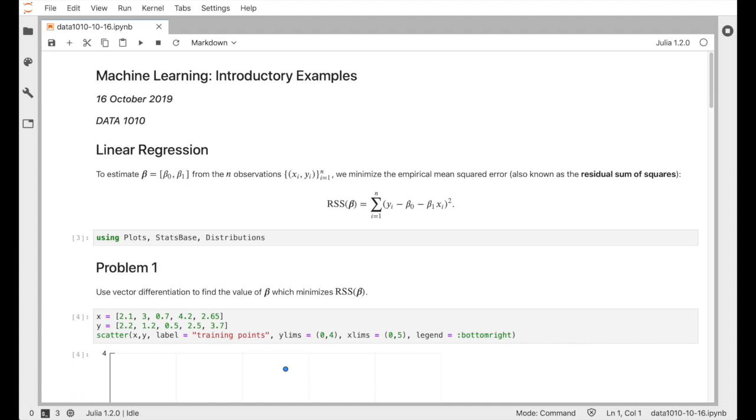Today we'll get into machine learning by introducing a couple of examples. We'll do one regression example where the response variable is quantitative, and we'll do one classification example where the response variable is categorical. And we'll choose some basic examples of each one.